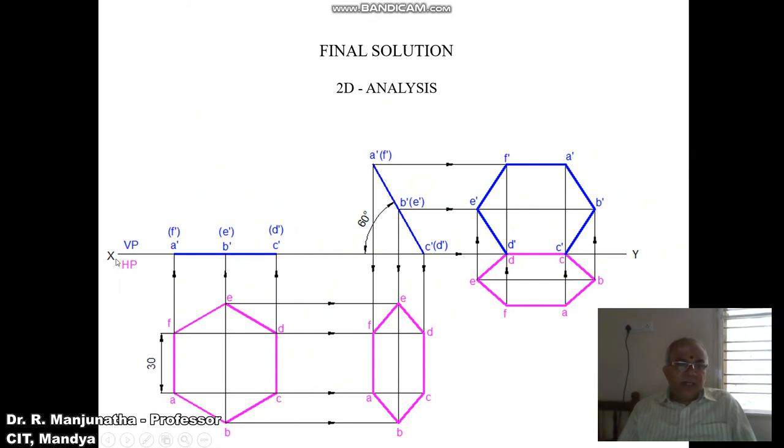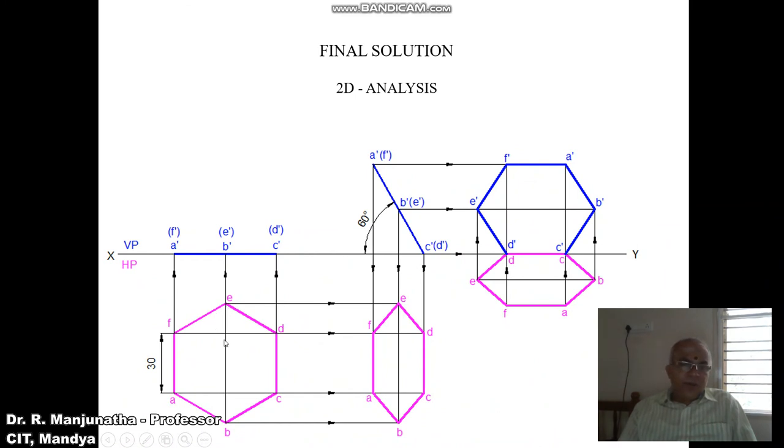First we are going to draw the XY line with a thin line, and you mark XY and VP and HP. So as we see, one of the sides has to rest on HP, and the side which is resting on HP has to be perpendicular to VP. So first we need to do the construction by using the arc method.